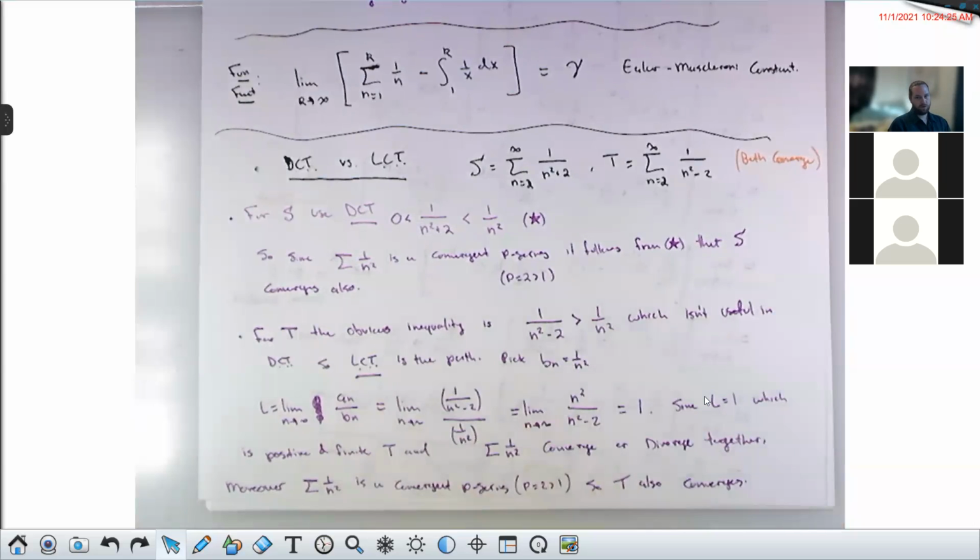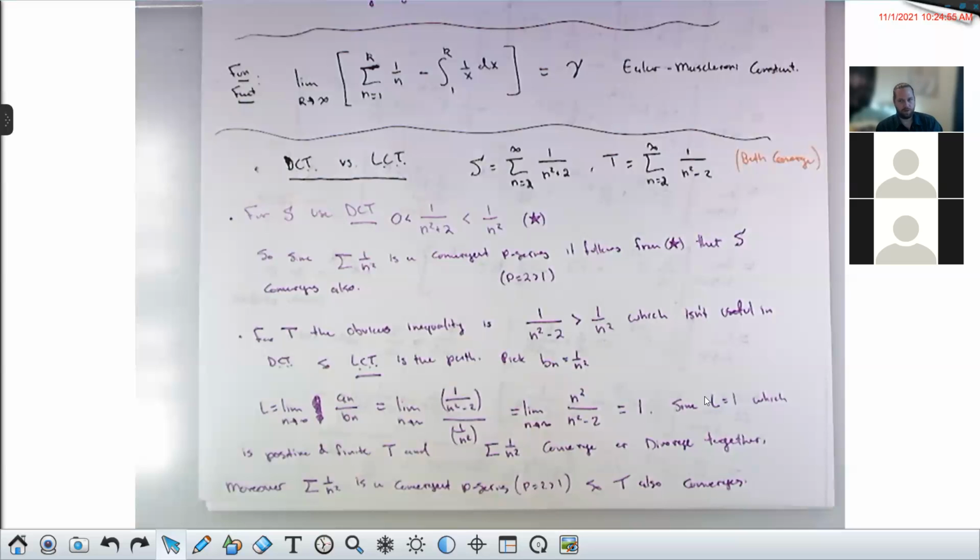All right, so both of these series converge. But you cannot prove that T converges using direct comparison because the natural inequality points the wrong way. My series is not smaller than the related p-series, it's larger than the related p-series. But it's just a little bit larger. Still, without the right inequality, you can't use direct comparison. So we use limit comparison instead.